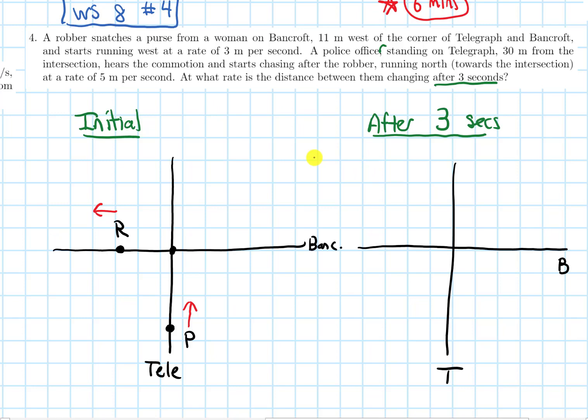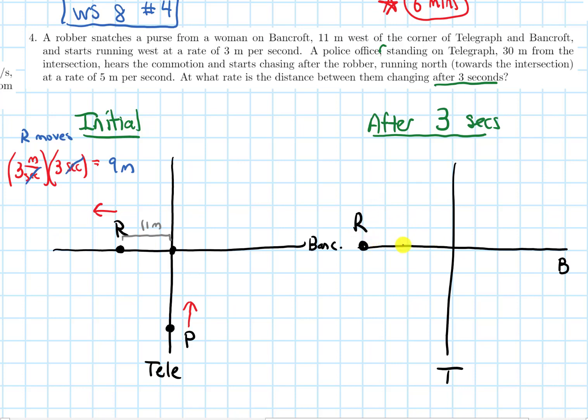The robber is moving at 3 meters per second. I'm going to multiply that speed times how much time passes, which is 3 seconds. When you multiply them, the seconds cancel, and we get 9 meters. So this is how far the robber moves. R is going to move 9 meters. The problem told me that initially the distance from the robber to that corner is 11 meters. After it moves 9, the robber is further, and that new distance is going to be 20.